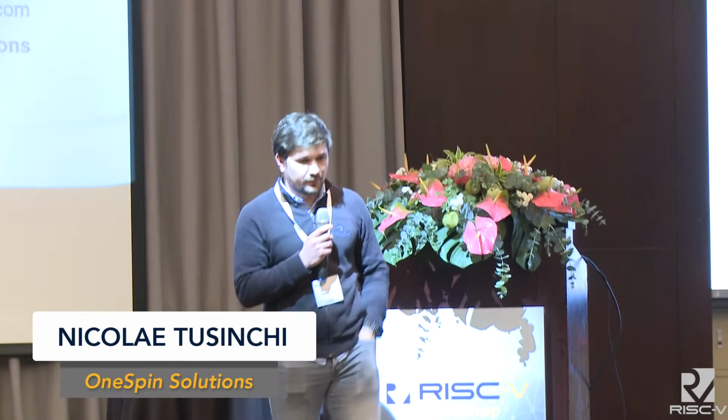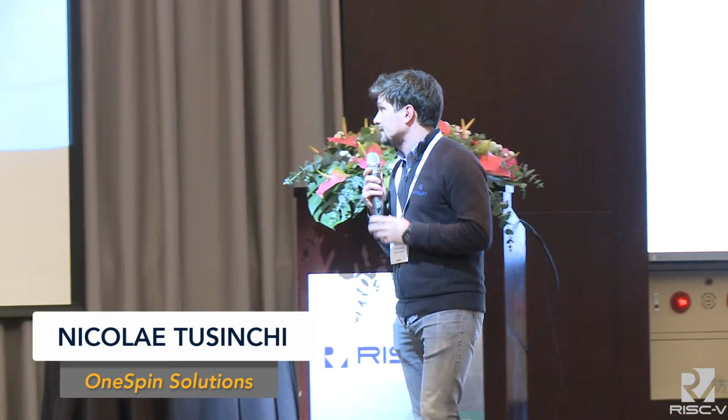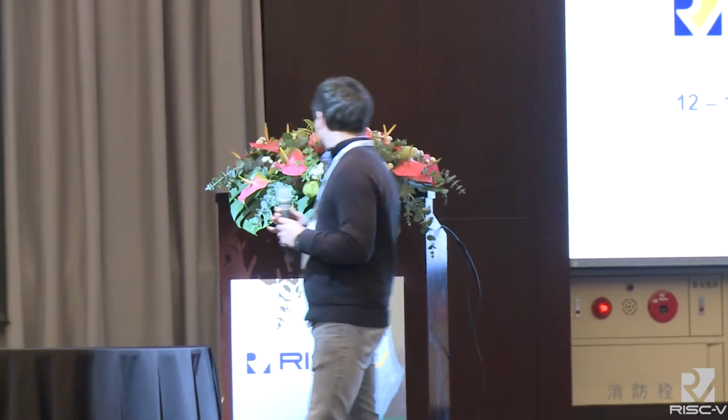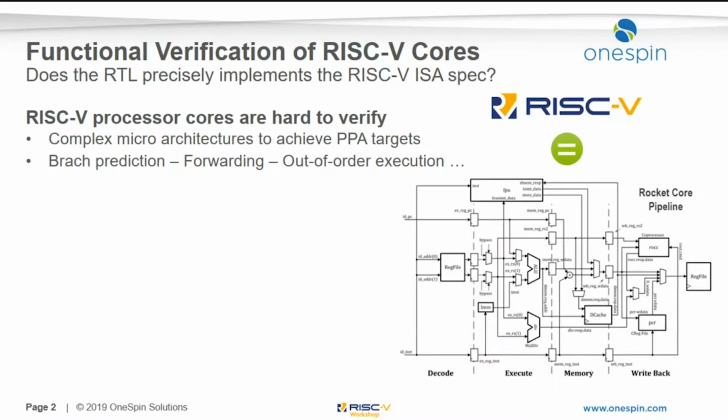Hello, everybody. Let's talk about the verification of RISC-V. The talk is about how we get unbounded results using formal verification of RISC-V CSRs with interval property checking. Functional verification of RISC-V cores is not an easy task, and has to answer the question: does the RTL precisely implement the RISC-V ISA?